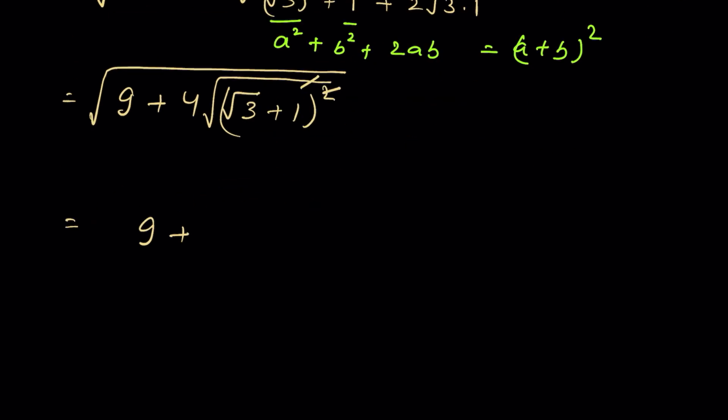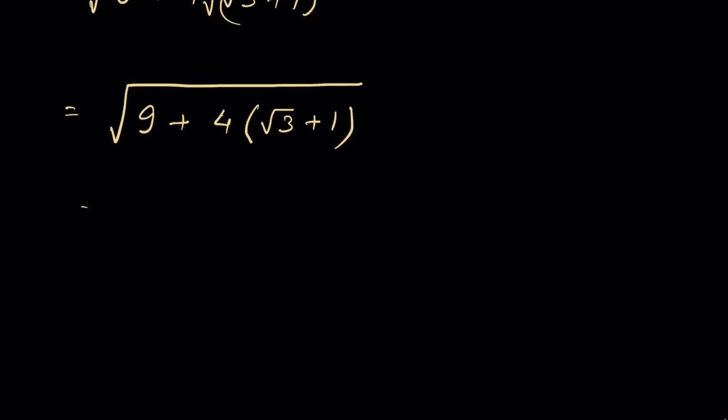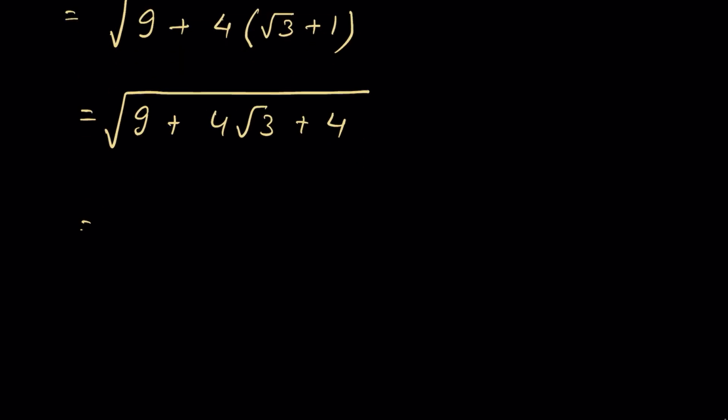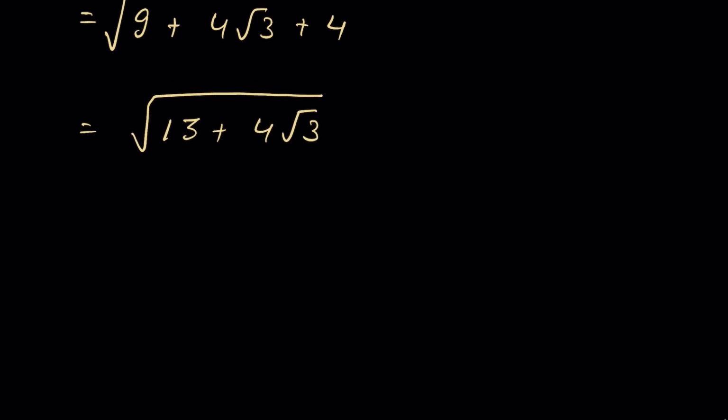Now this is 9 plus 4, then bracket square root of 3 plus 1, then under square root, or it is 9 plus 4 times square root of 3 plus 4 under square root. 9 plus 4 is 13, so we can write 13 plus 4 times square root of 3 under square root. Now again to remove the square root, if we can write these two terms in terms of a plus minus b whole square, then this whole square can remove the square root.